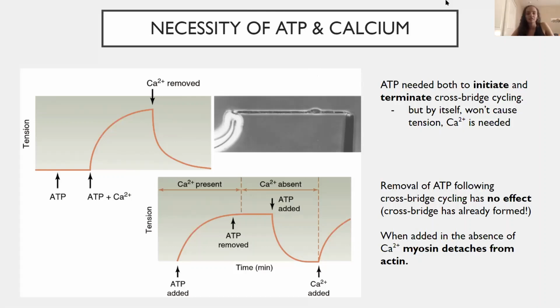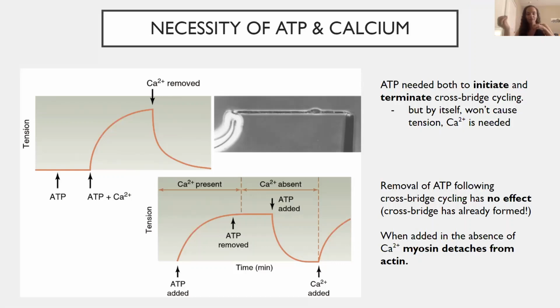And then in this experiment here on the bottom, it's kind of similar. We added ATP in the presence of calcium, and like we discussed, the tension went up. But then something interesting happened. We removed ATP while there was still calcium, and as you can see, we still stayed at a relatively high tension. That's because the cross bridges have already formed. Once cross bridges have formed, it doesn't matter that we have gotten rid of ATP, because that bond between myosin and actin is very strong.